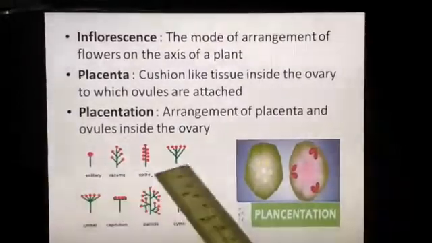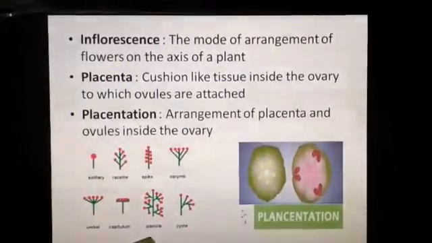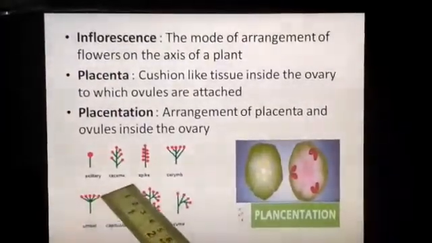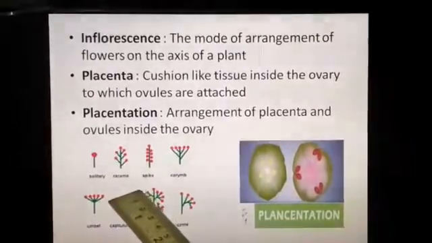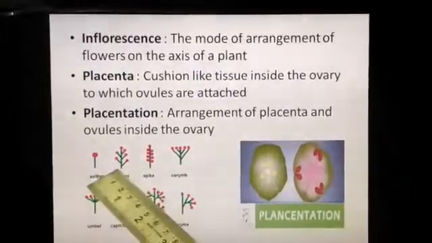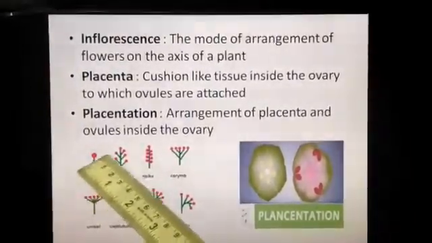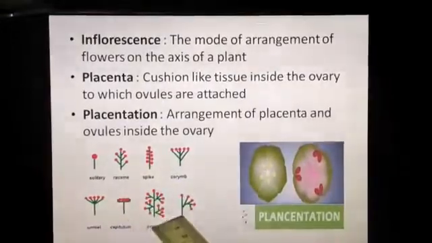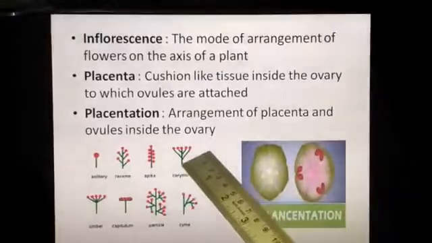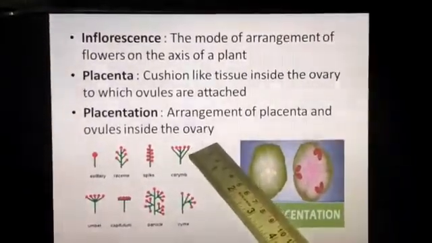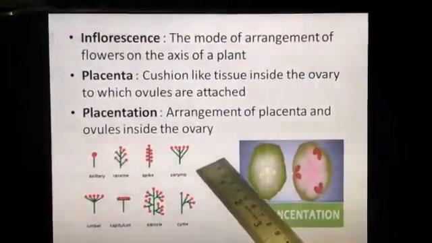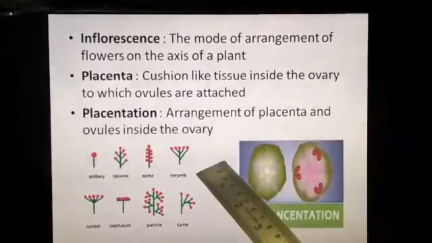There are 8 different kinds of inflorescence shown here in this figure, and each inflorescence has a separate name which you don't need to know at this level. In your higher classes, you need to know the name of each inflorescence. But let's understand the red circular structures shown in all these figures depict flowers, and green is showing the main stem with the side branches. So we can understand that the position of flowers on the axis of the stem is different in different plants.